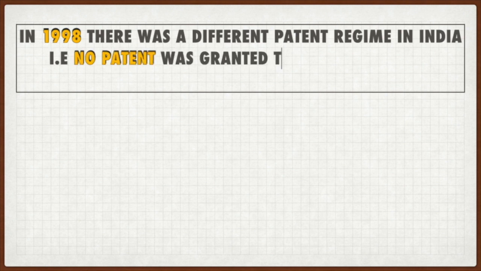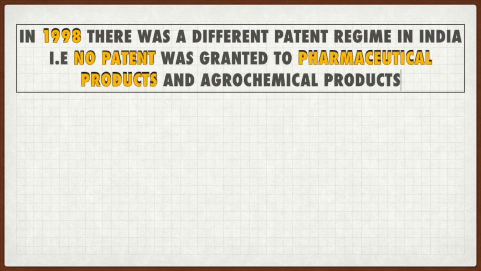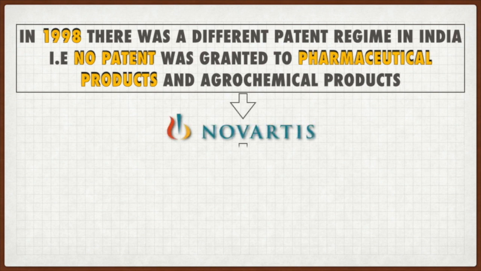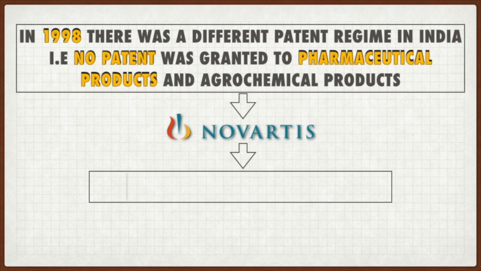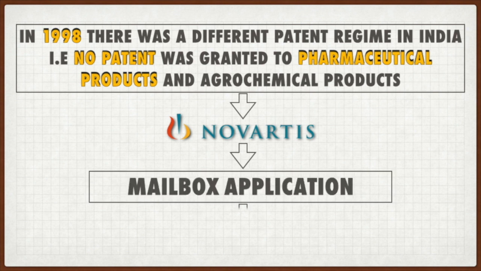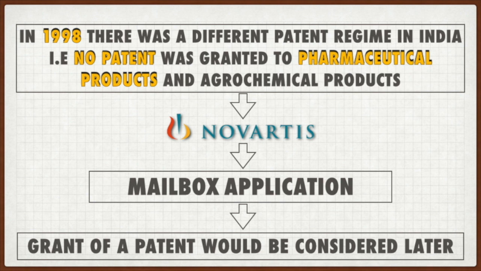In the year 1998, when they applied, India did not have the provision to grant patents to pharmaceutical products or agrochemical products at that time. So the application filed by Novartis directly went in as a mailbox application, such that grant of patent would be considered later. What exactly is meant by mailbox applications? If any company applies for a patent for a particular product for which a patent cannot be granted under the Indian Patent Act, then that patent application will be kept in the mailbox. That is what is meant by mailbox applications.